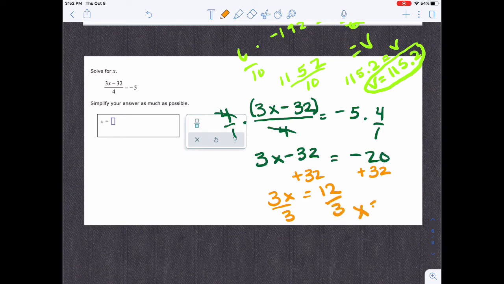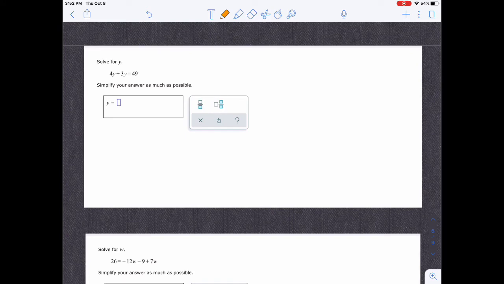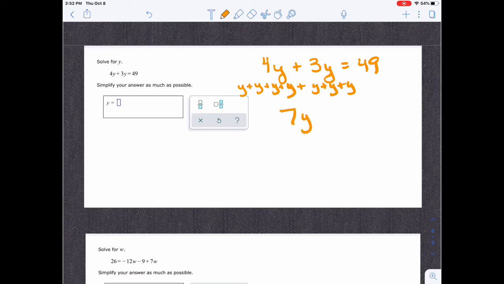X equals 4. If you need some of these worked with a little more explanation, just let me know. And I can give a little more explanation as I go. Here's one that has combining like terms. 4y plus 3y is 7y's, okay? That's 4y. And that's 3y. So I have 7y. I just wanted to show you why 4y plus 3y is 7y.